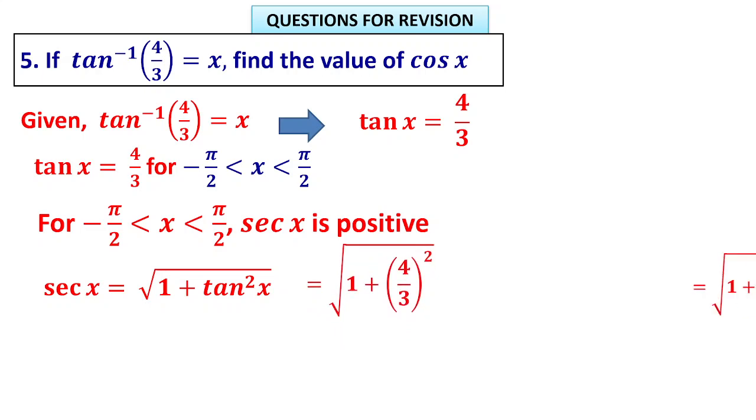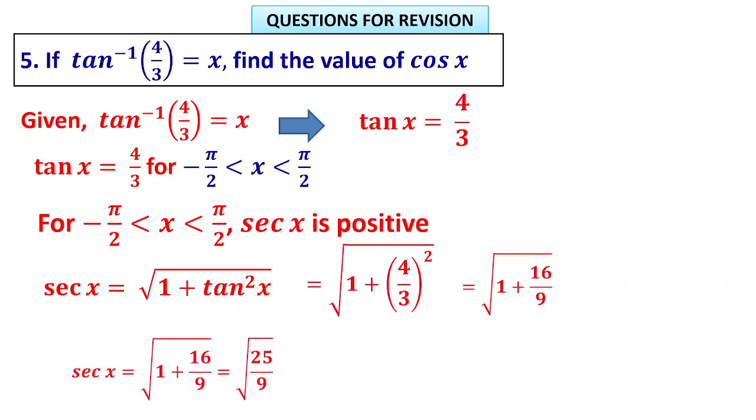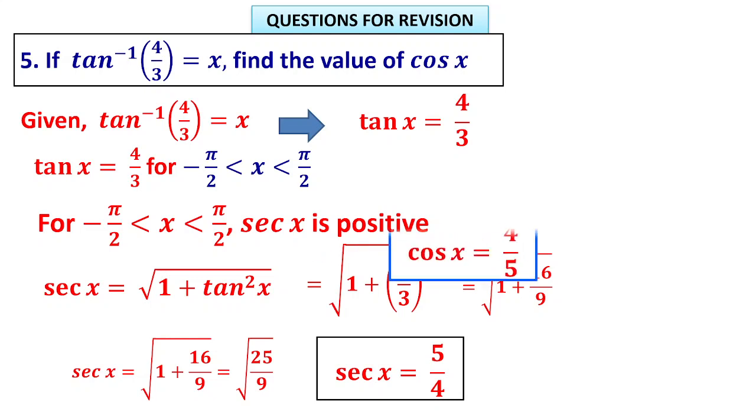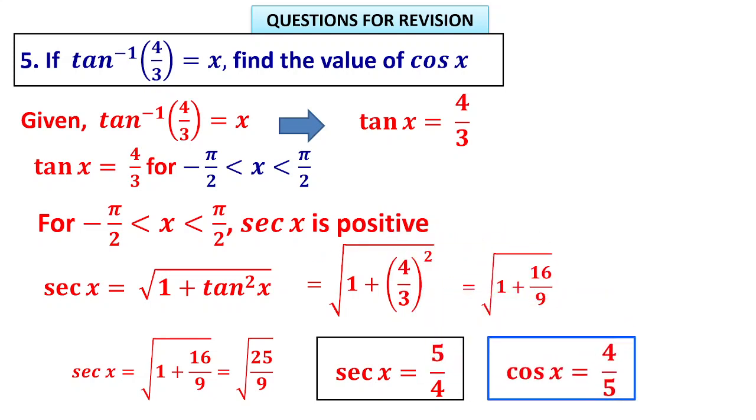Therefore, 1 plus 4 by 3 whole square, and I am calculating it as 25 by 9. Remember, this is 5 by 4. But remember, I am taking positive because I am very sure that secant x is positive here. Therefore, cos x is 4 by 5. Suppose you have a problem where the trigonometric function you are going to calculate is negative in that particular range or branch, then you have to take the negative square root of that value. Anyway, now the value of cos x is 4 by 5.